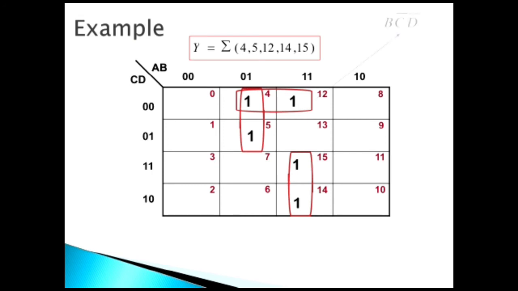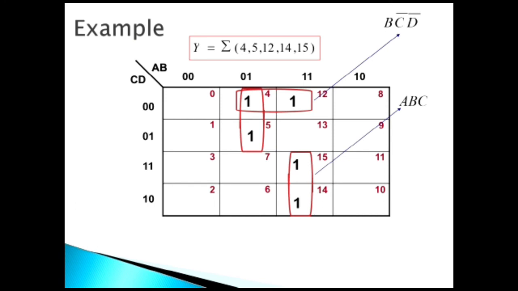Now, the first grouping is giving us the term B, C complement and D complement, because in this case AB is changing from 0, 1 to 1, 1. So A is changing, so we will neglect the term A. Rest B, C complement and D complement will be considered for this first pair. Now for the second pair, AB is identical, but CD is changing from 1, 1 to 1, 0.